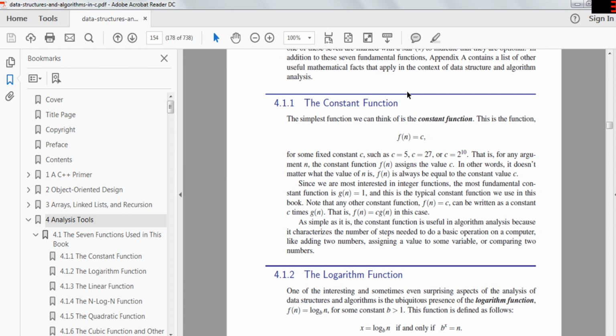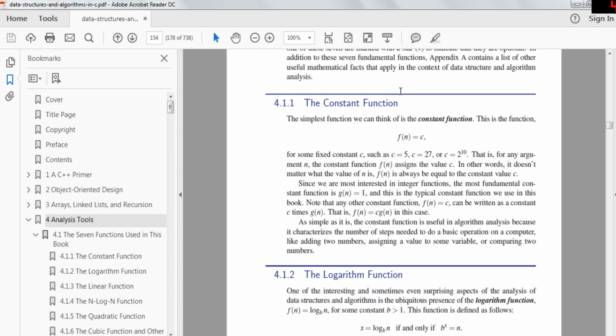The first function that we're going to go over is the simplest function we could think of, the constant function. For some fixed constant c, it's just c equals 5, or c equals 27, or c equals 2 to the 10. For any argument n, the constant function assigns the value c. It doesn't matter what the value of n is. Since we have the most interest in integer functions, the most common constant function is g of n equals 1.